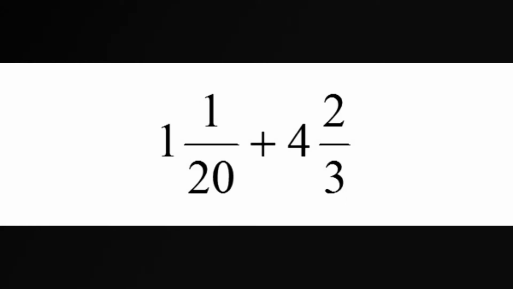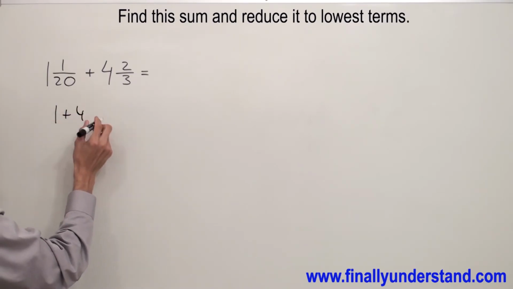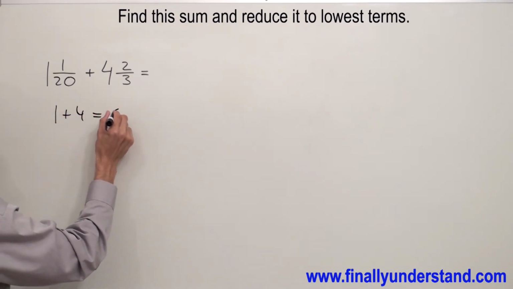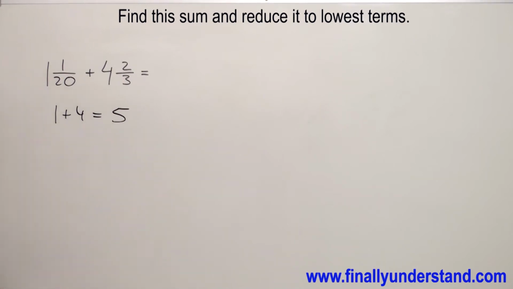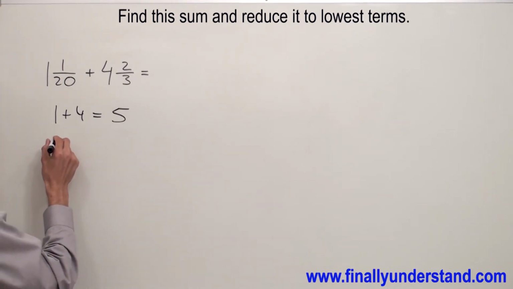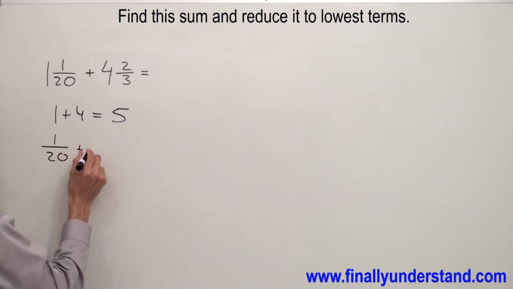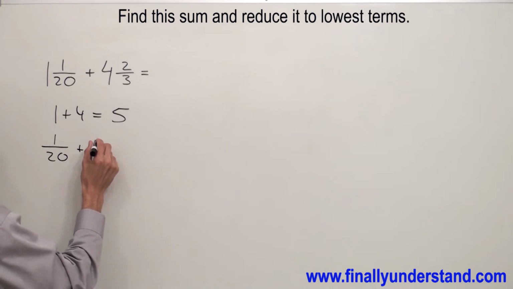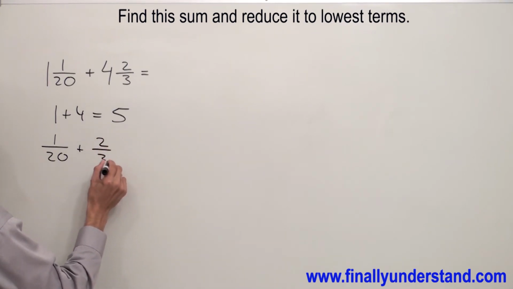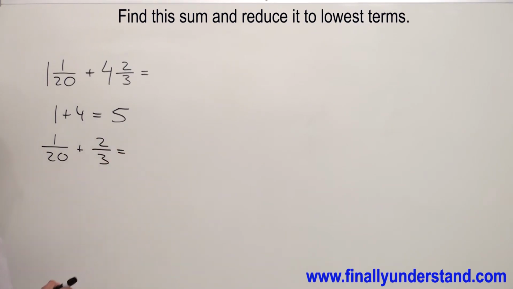When we add the whole numbers first, I have 1 plus 4 equals 5. As I said before, we can use this rule only for addition. And after that, we're supposed to add fractions. I have 1 over 20 plus 2 over 3. Now, we do not have a common denominator.